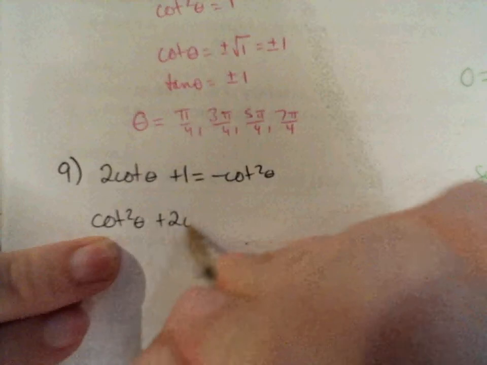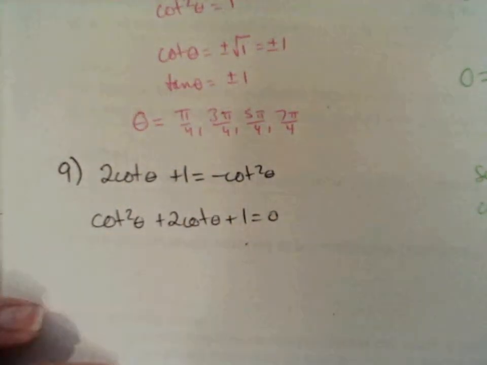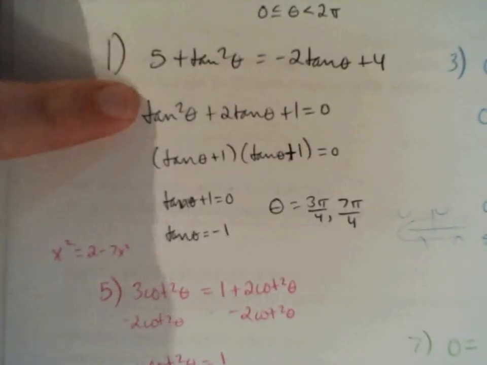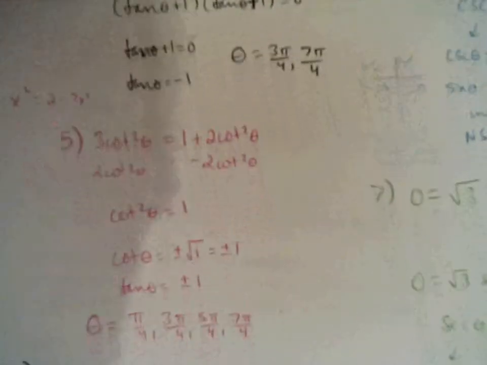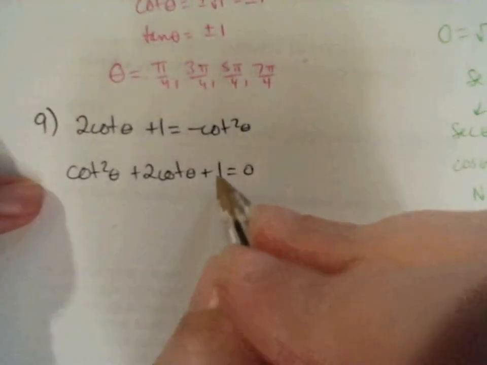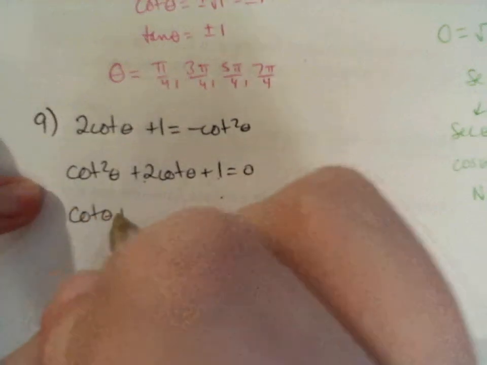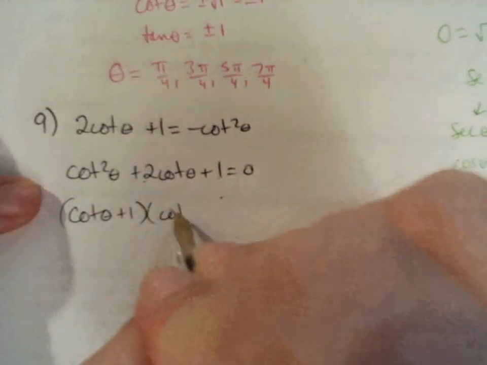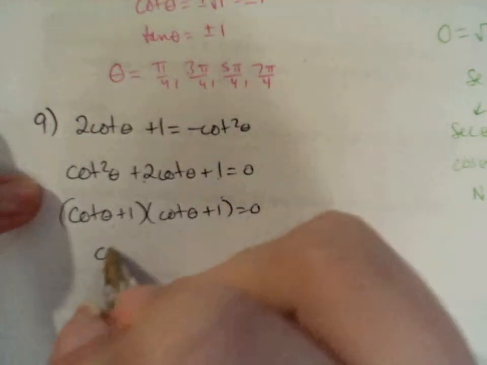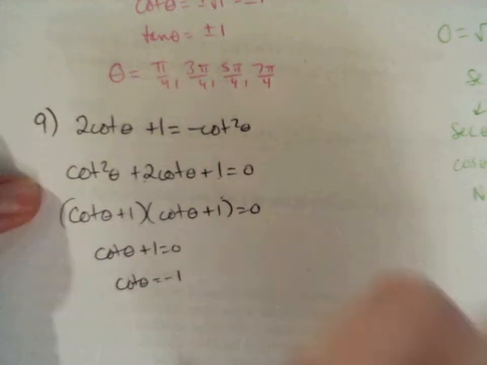I always want my quadratic term to be positive. Cotangent squared plus 2 cotangent plus 1 equals 0. And in fact, it's the same quadratic as up here. Tangent squared plus 2 tangent plus 1, you've got tangents versus cotangents, but it's the same factors. I need the factors of 1 that add up to 2, and that's 1 and 1. So cotangent plus 1 times cotangent theta plus 1. So I really just need to solve when cotangent of theta plus 1 equals 0, or when cotangent of theta equals negative 1.